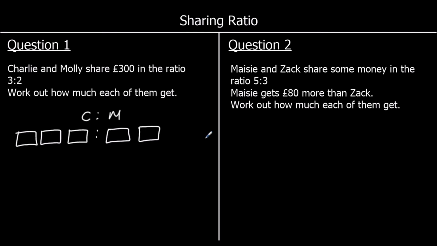I've drawn 5 boxes. There were 5 parts. 3 boxes and 2 boxes make 5 boxes. And I'm going to put the same amount of money in each of them. So that means I need to do 300 divided by 5. So how many 5s make 30? That's 6. So it's 60. If 5 6s make 30, 5 60s make 300. So each box is going to have £60 in it.